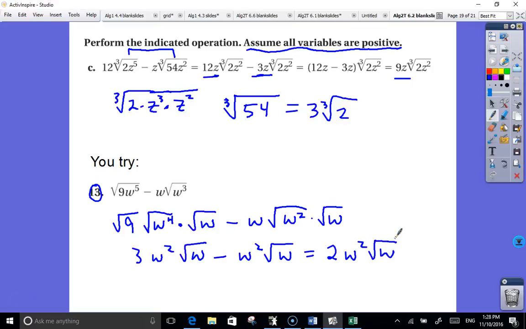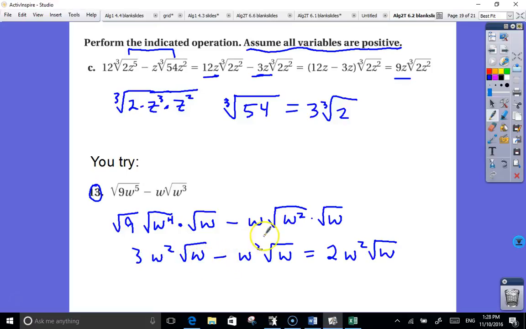So you should have simplified the square root of w to the fifth. 5 is not divisible by 2, so what's the greatest number less than 5 that is divisible by 2? 4. So you needed to break it into w to the fourth times w to the first. A lot of you hadn't gone all the way. You had like w to the third times w squared. That's not enough. It's w to the fourth times w. Then when you simplify, the square root of 9 is 3, the square root of w to the fourth is w squared, and you're left with the square root of w.